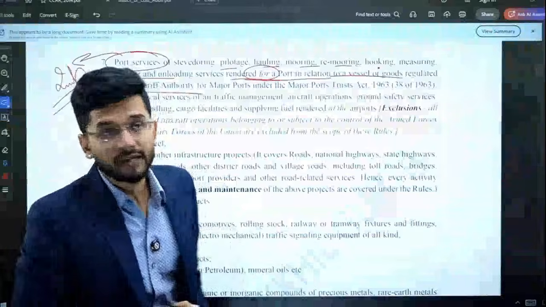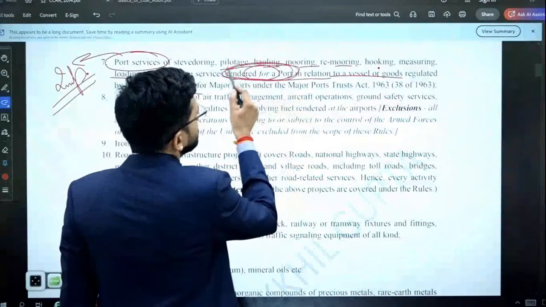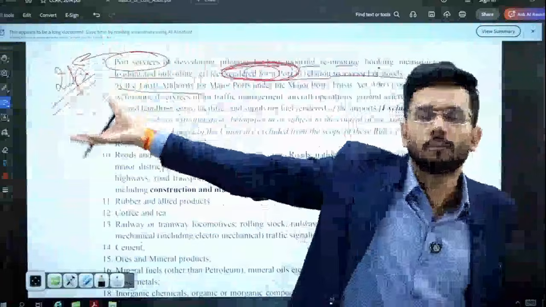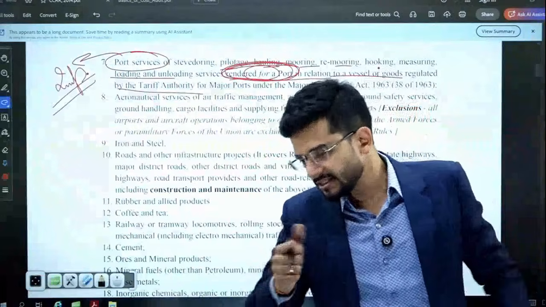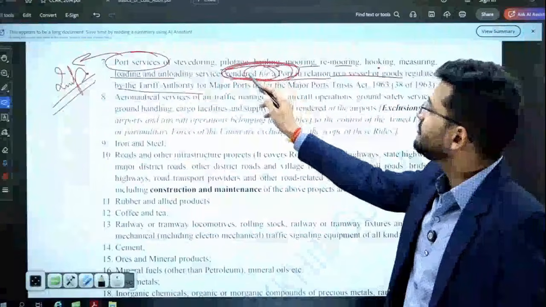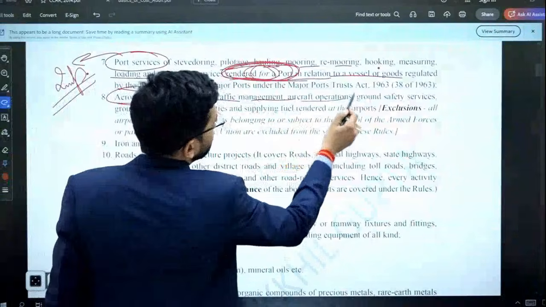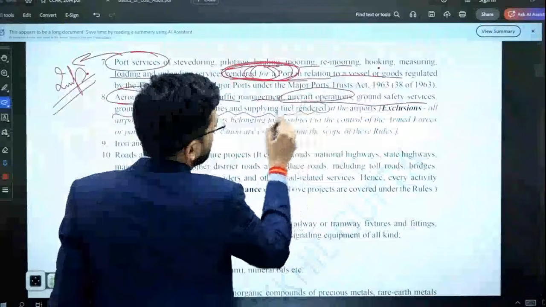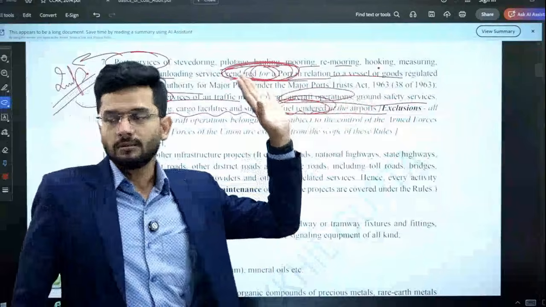So very special thing to be noted over here is any services provided for a port. So a port is requiring some services of a crane. You provide that service of a crane to a port so that port can pick up the vessels and shift it to the port. Port authorities need that kind of a service. Again, that is covered under these rules. So services rendered for a port. Then aeronautical services of air traffic management, aircraft operation, ground safety services, ground handling, cargo facility, supplying of fuel rendered at the airport, any kind of aeronautical services are included in this particular category.